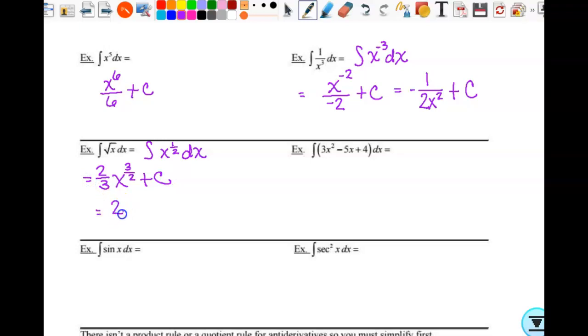Absolutely. So we could do 2x to the 3/2 over 3 plus c. Those are the same things. Either one of them is totally fine. Technically, putting it over 3/2 would be fine too. That would be less likely something you would see on a multiple choice, but either one of these, you just need to know that they're the same thing. Okay, we good with that?